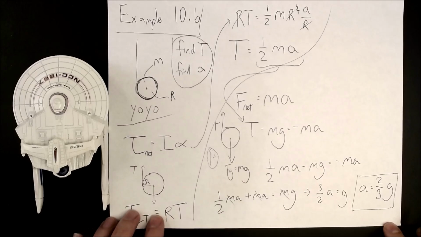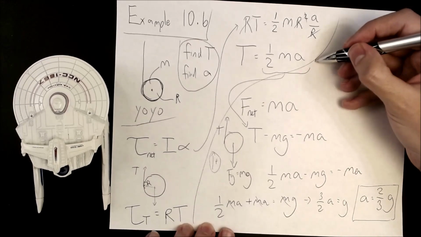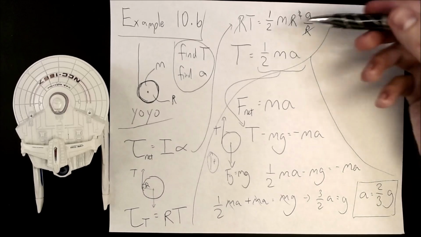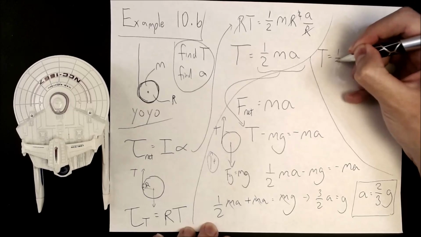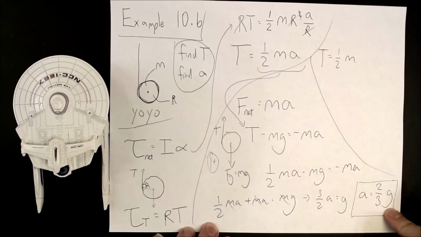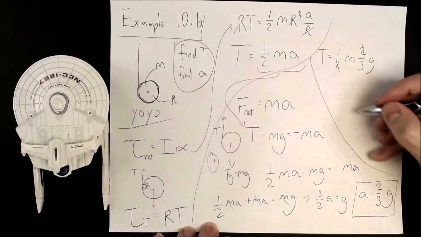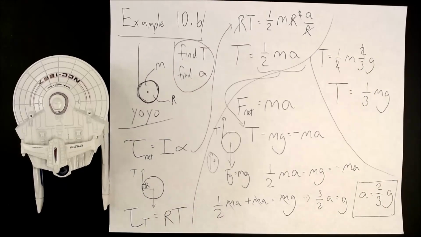Is that reasonable? I think it is. When you drop your yo-yo, it's not going to be going down at full speed, but it's going to be going down at a decent clip. 2/3 g, that makes sense. With a tiny little bit of paper that I have left, because I'm still trying to save trees, we can figure out the tension. Tension is equal to 1/2 m times a, but a is 2/3 g. That cancels with that, and we see that the tension is equal to 1/3 mg.